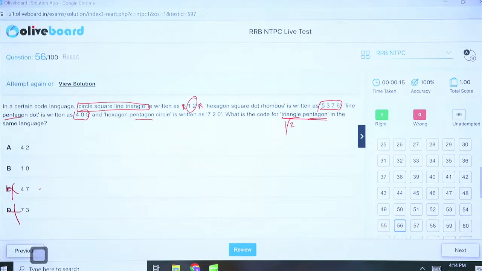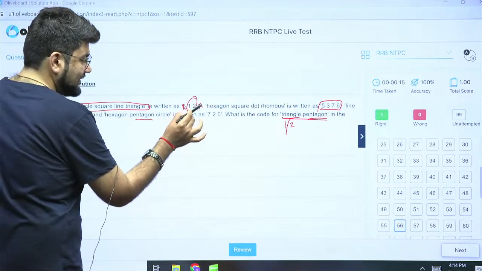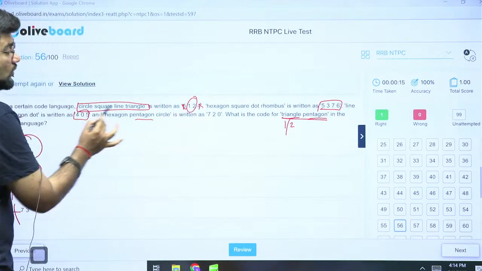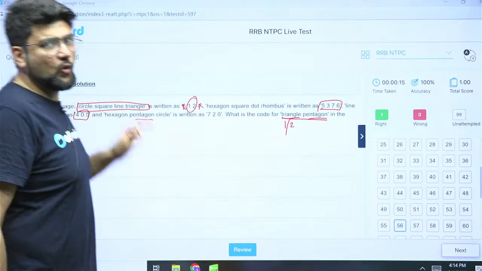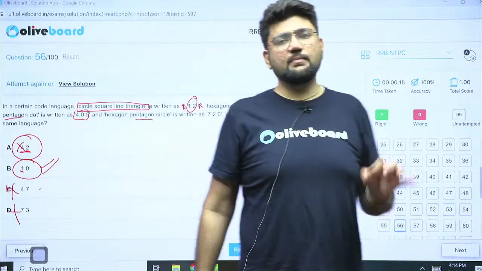Now, if you observe carefully, you have 2 options, 4, 2 and 1, 0. So triangle can be either this or this. But if you take 4, 2, your 4 is also there in the statement where you don't have a pentagon. So 4 is definitely not a pentagon. You only have 1, 0 left as your answer. You don't have to check it completely.